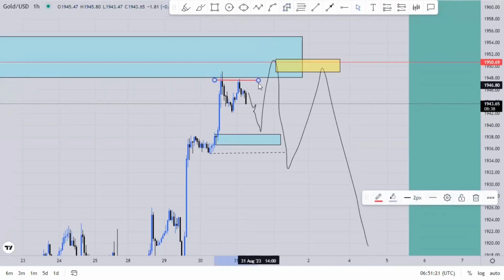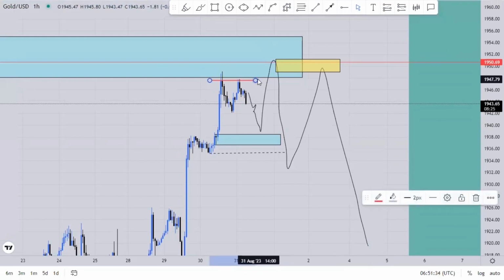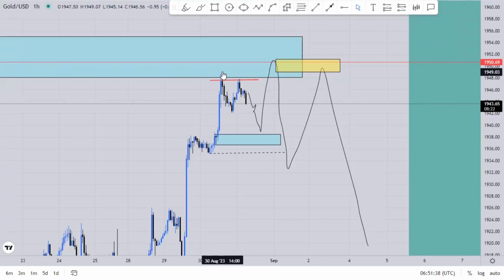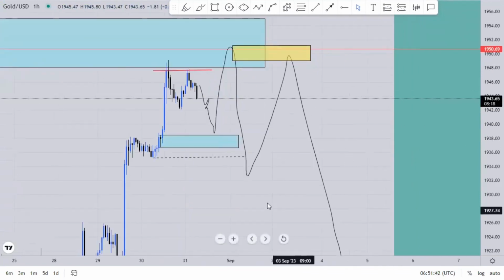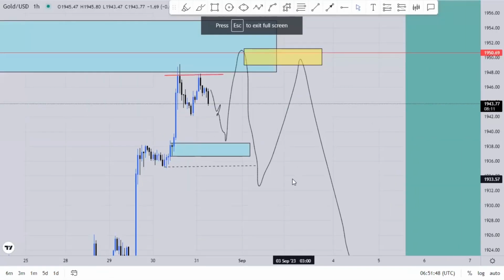Because the shift in internal order flow hasn't happened, your stop loss can still be used as liquidity. So if you sold here, your stop loss must be here. Your targets can still be held all the way down, so long as internal structure or internal order flow hasn't shifted.